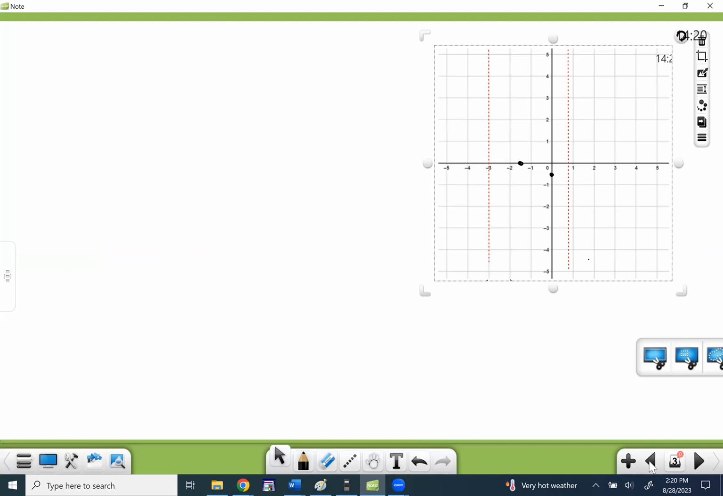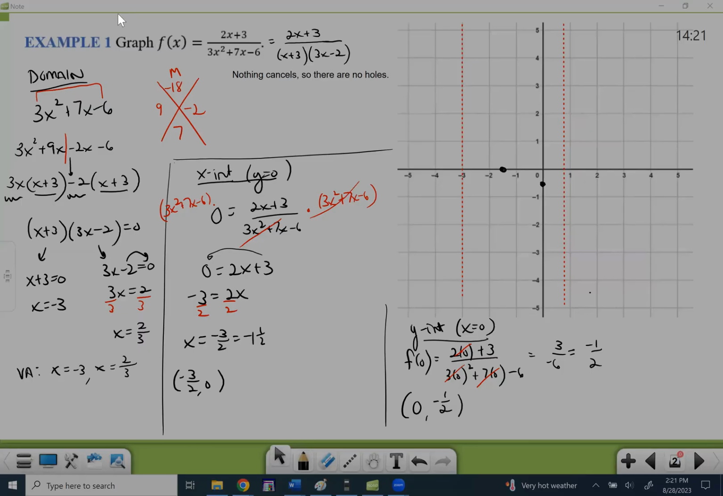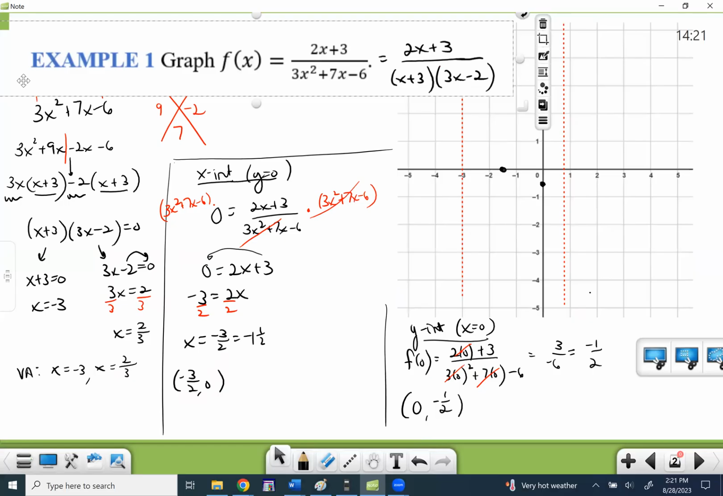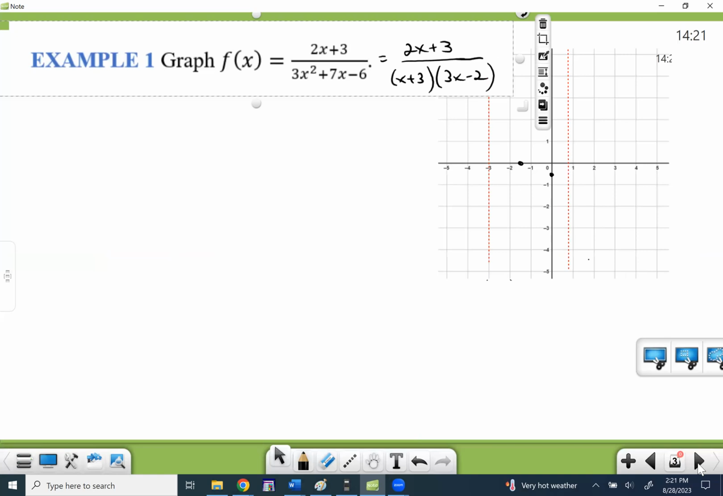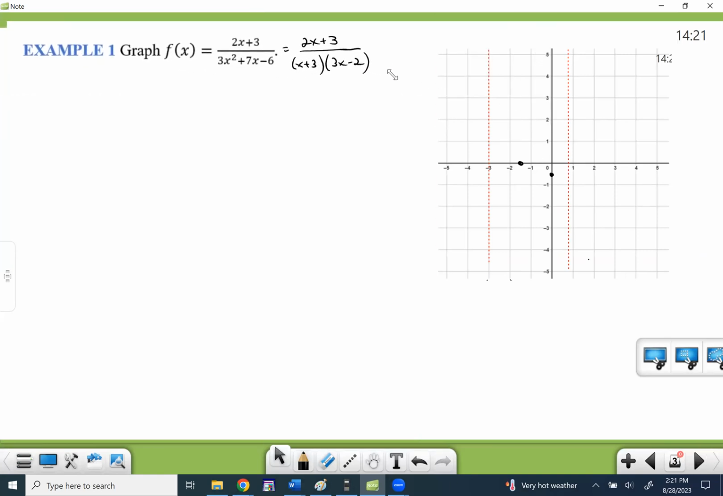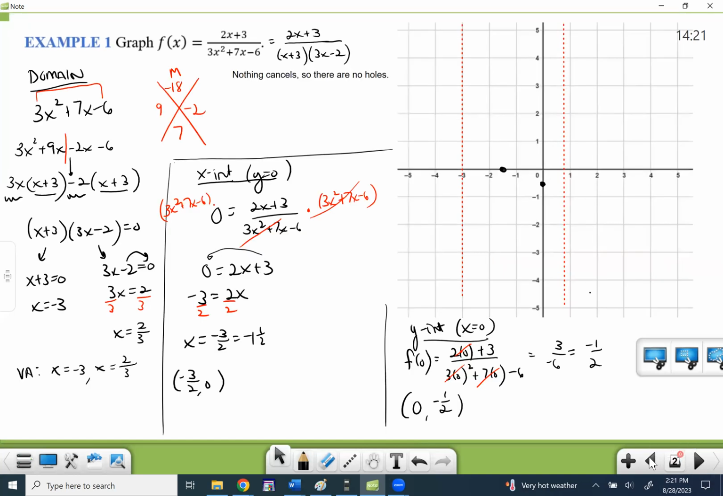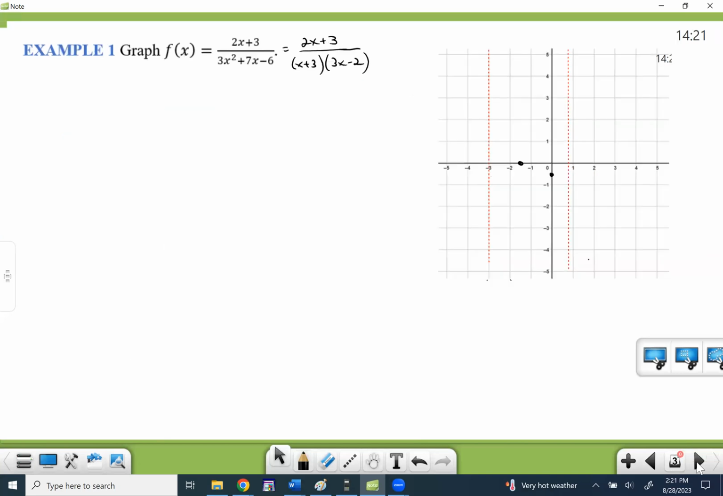Then I'm going to grab our factored version of the original on the next slide. All right. So we're at the point where we need to plot points now. Oh no, I'm sorry. We're at the point where we need to find whether it has a horizontal or slant asymptote, right? So that's the question we need to ask ourselves.